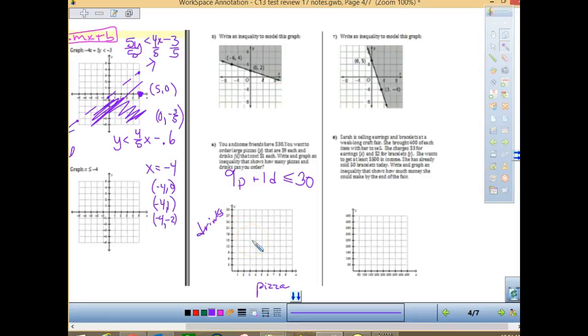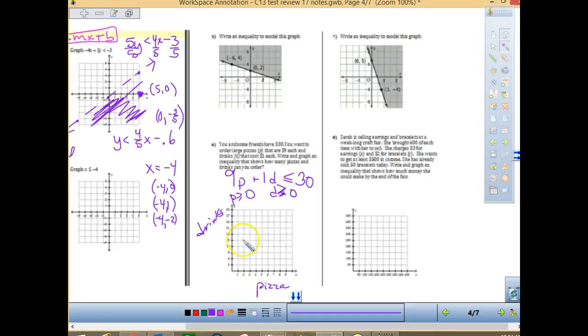This one's pretty easy. Can I have a negative amount of pizzas? Can I go in and buy negative pizzas? No. So I also want to say that pizzas have to be greater than or equal to 0, right? What about my drinks? Can I buy negative drinks? No. So drinks have to be greater than or equal to 0 also.